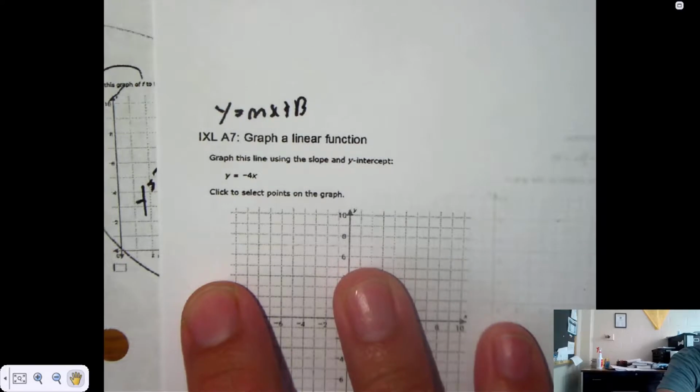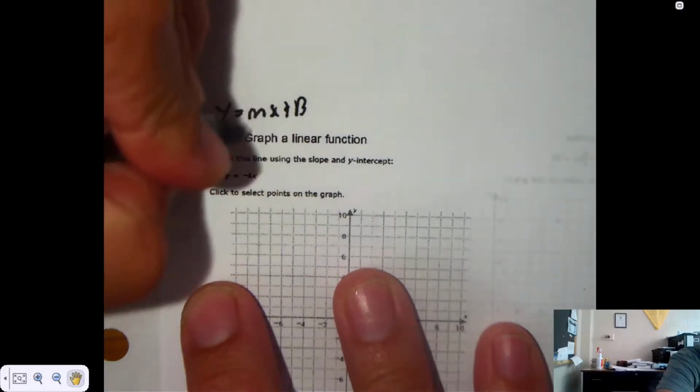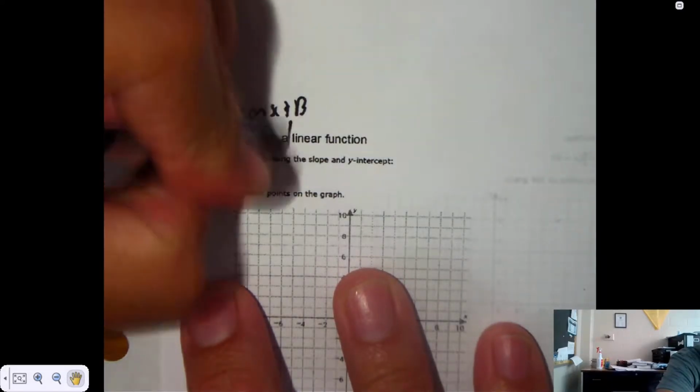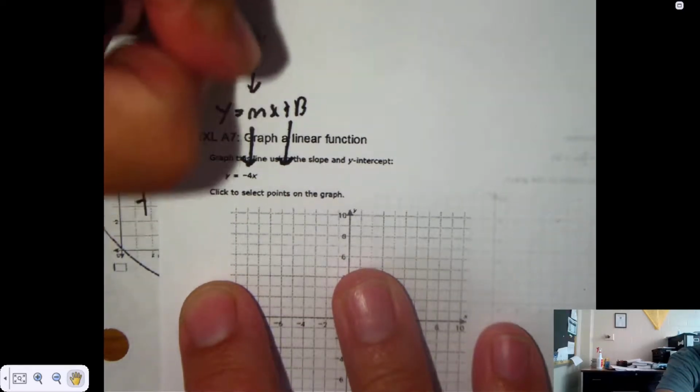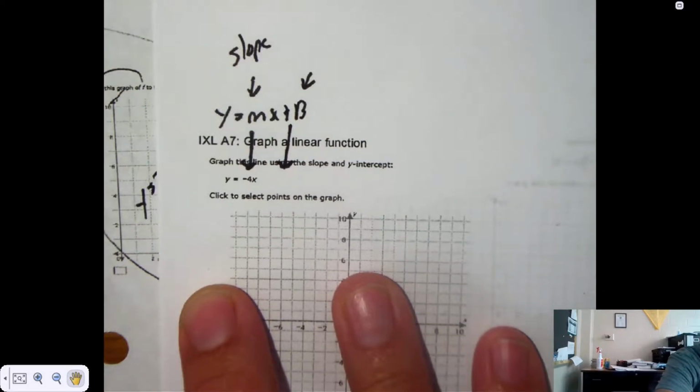And every year there's kids who struggle with this. You're just lining things up. And we do need to talk about this. What's M stand for? Slope. What's B stand for? Y-intercept.